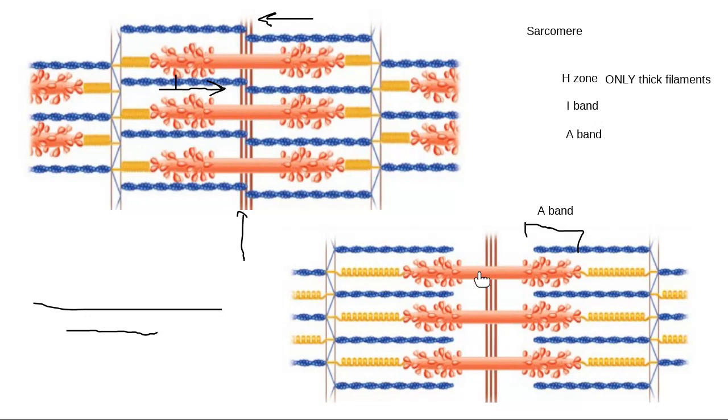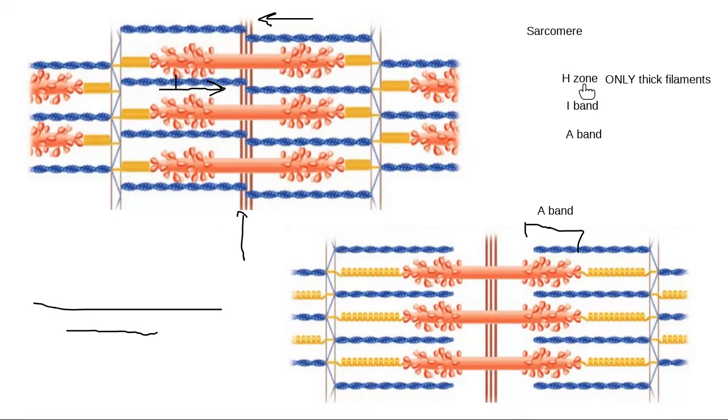Remember down here, I had a big H zone right here, a space where there's only thick filaments. Hey, when I look at this sarcomere over here, do I even have an H zone anymore? Is there a space where there's just thick filaments in here? Y'all are like, she's tricky. I'm not tricky, I promise. There's no H zone left here. So when a muscle is completely contracted, there might not even be an H zone. There might not even be a place where there's just thick filaments.